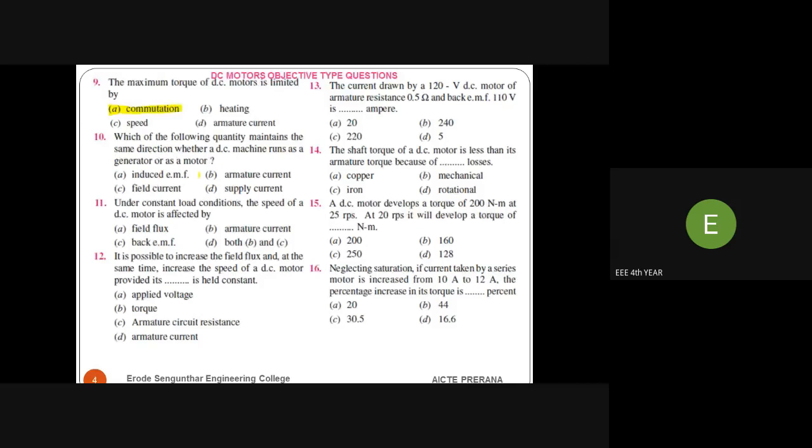The next one, the 10th question. Which of the following quantities maintains the same direction, whether a DC machine runs as a generator or as a motor?